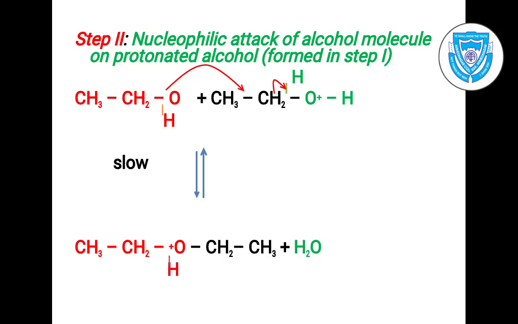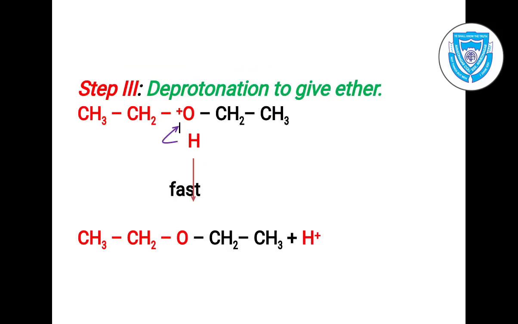In the third step, again deprotonation takes place. Now what is deprotonation? It is a fast step, and in this case the H plus is removed and you will get the formation of ether as told. So in this method, by 3 different steps, ether formation takes place.